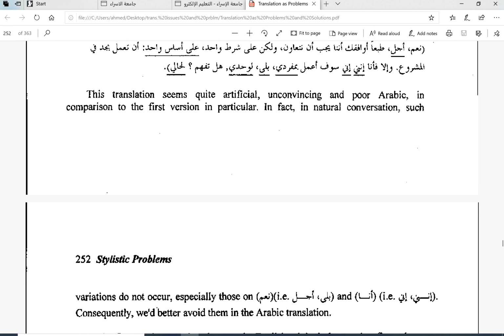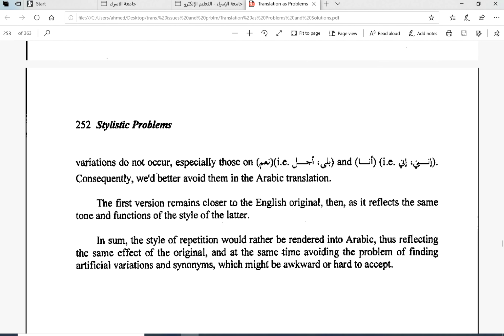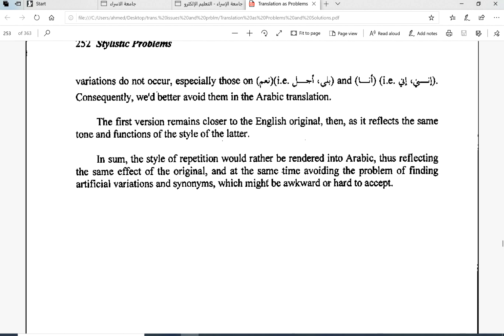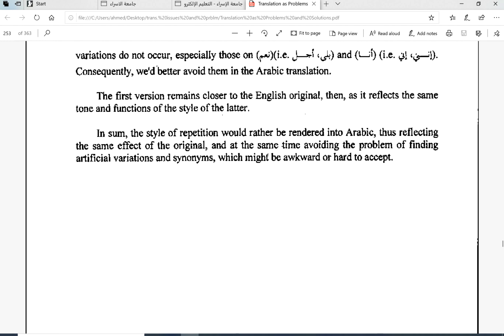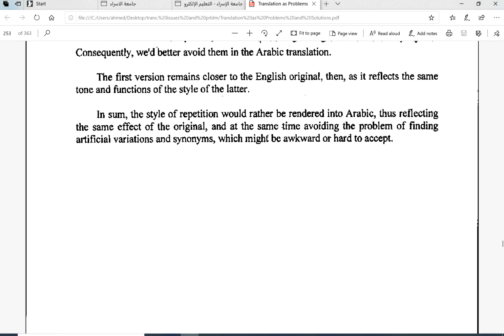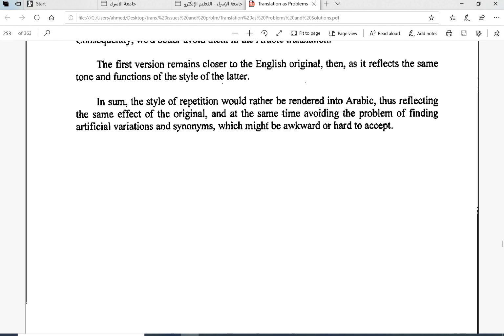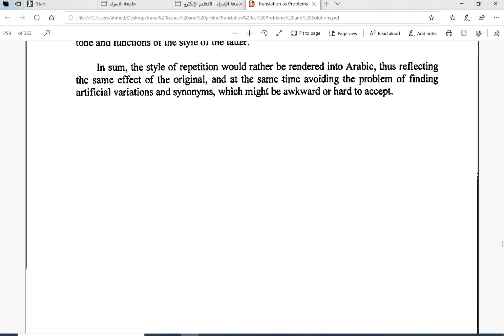In fact, in natural conversation, such variations do not occur, especially those on نعم، بلا، أجل، أنا، إنني، إني. Consequently, we had better avoid them in Arabic translation. The first version remains closer to the English original, as it reflects the same tone and function of the style of the latter. In sum, the style of repetition would rather be rendered into Arabic, thus reflecting the same effect of the original, and at the same time avoiding the problem of finding artificial variations and synonyms which might be awkward to hear or hard to accept.